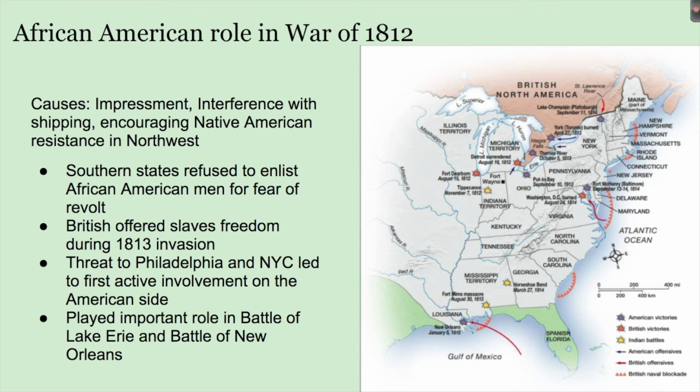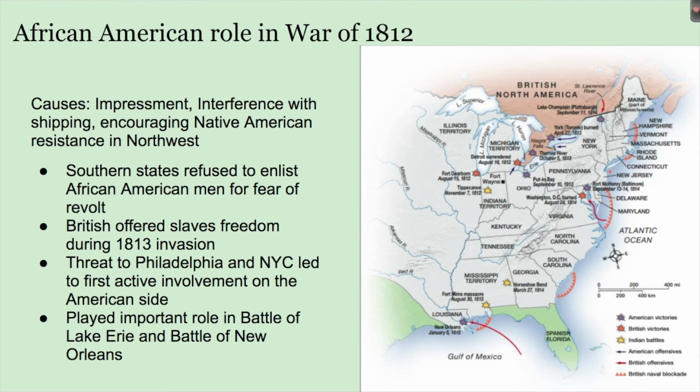Some of the causes starting this war will be the practice of impressment. This is pretty much when British ships would take over American ships, kidnap American sailors, and force them to work on British ships. There was also a lot of interference in shipping, and there's going to be British encouragement of Native American resistance in the Northwest at this time.